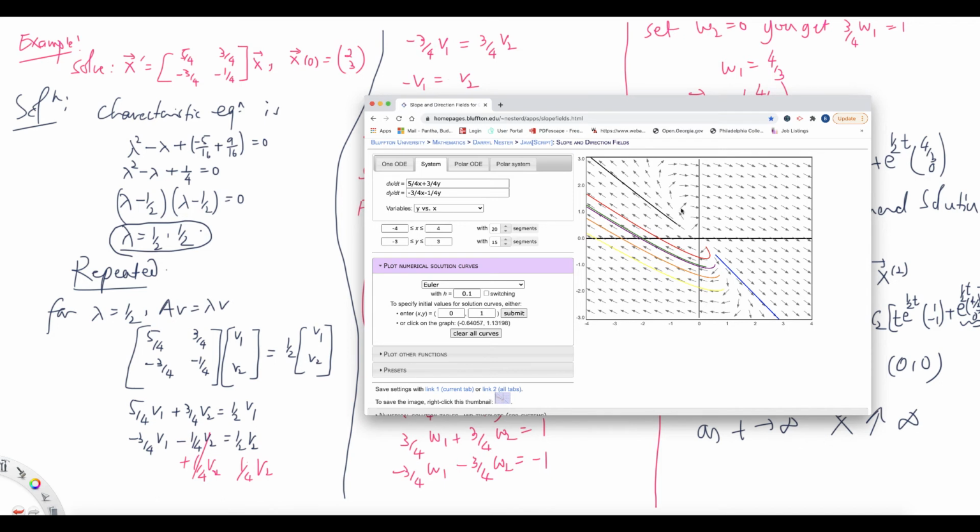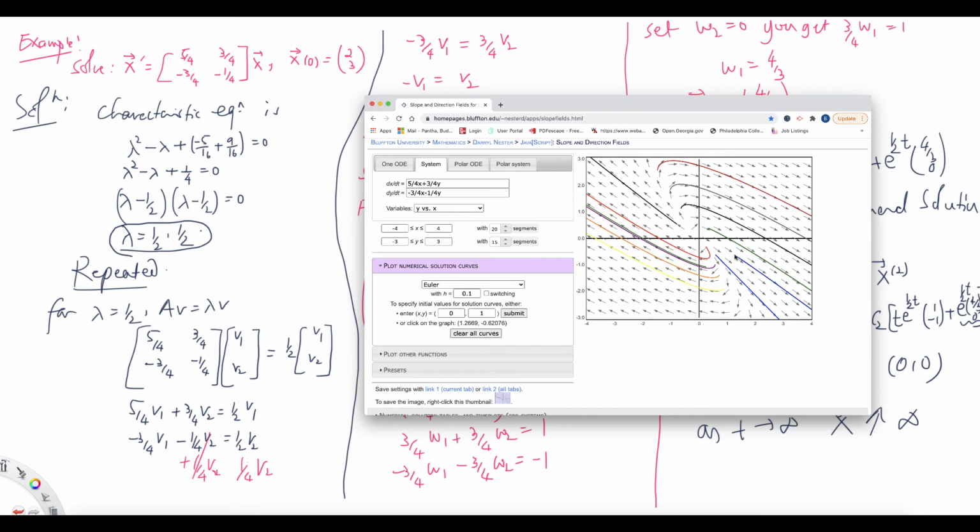So what we can see from here is if the eigenvalues are repeated but positive, the 0, 0 will be unstable. But there are two types of unstable. One is the unstable proper, and another is the unstable improper.